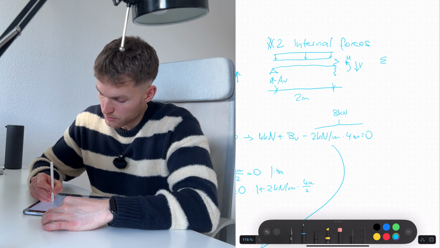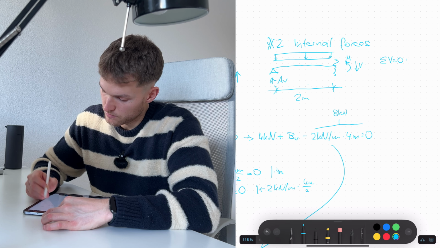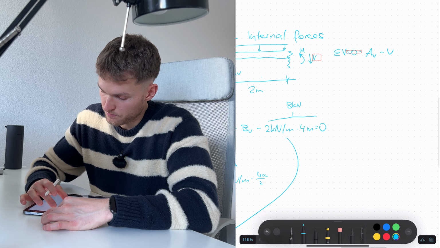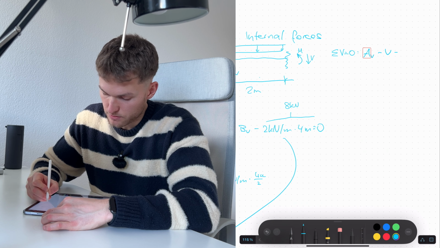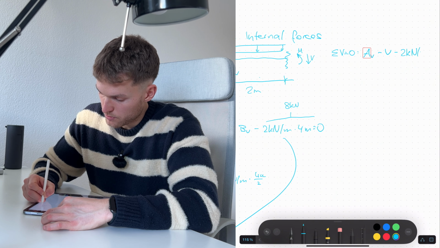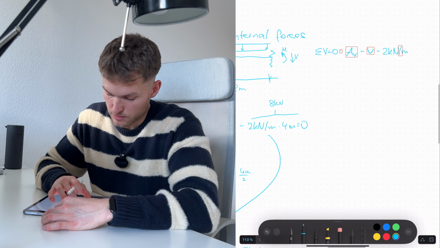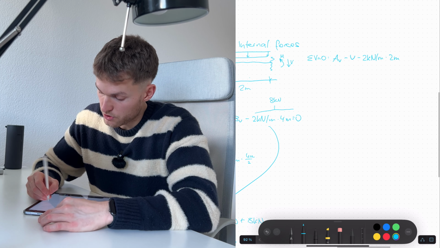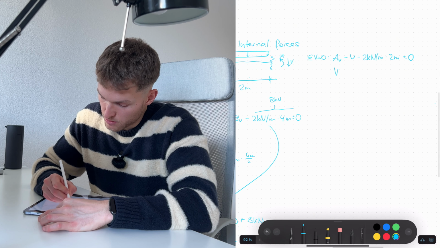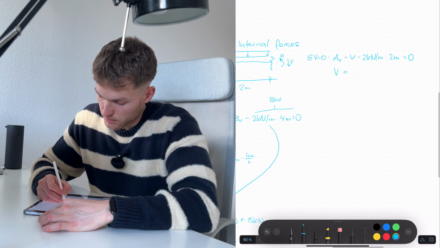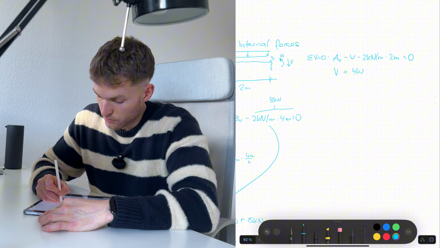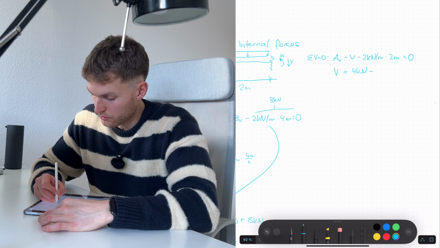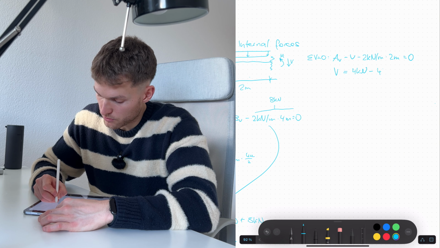Again, we can do vertical, horizontal equilibrium. In this case, we have AV minus V minus 2 kilonewton per meter times 2 meter, because we cut at 2 meters. And then we can solve the shear force. This equals 0, so we solve it for V, and then we have V equals 4 kilonewton minus 2 kilonewton per meter times 2 meters, also 4 kilonewton.